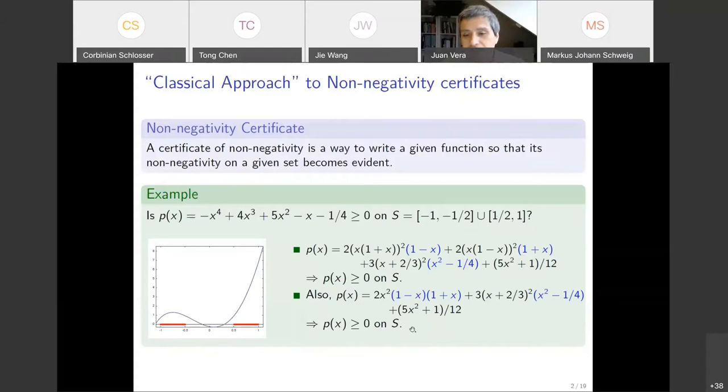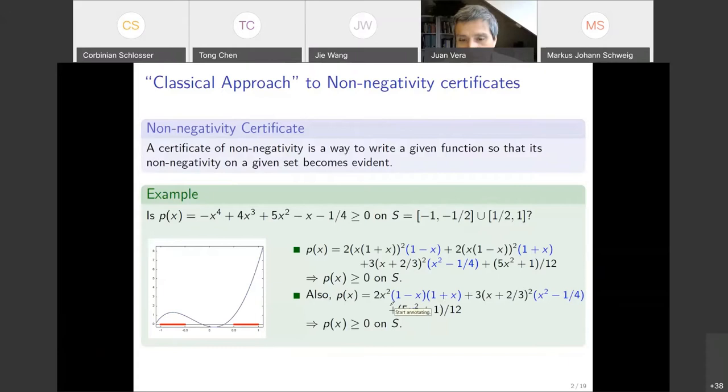Or I can also use this second one. This might look simpler, but you can see here I'm using products of the inequalities defining the set S in this part here, and therefore it's a little bit more complex. But it's a different type of certificate. So here I'm using a product.